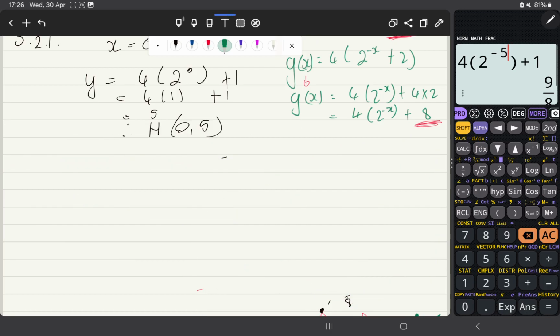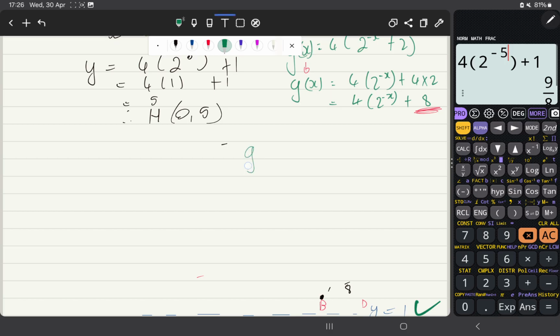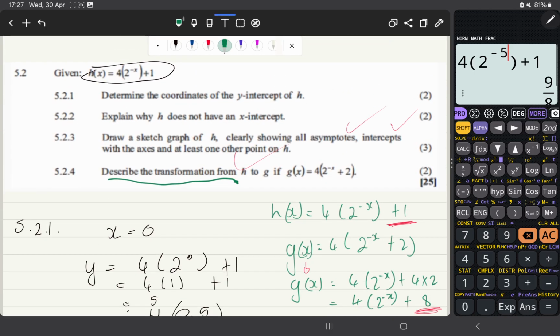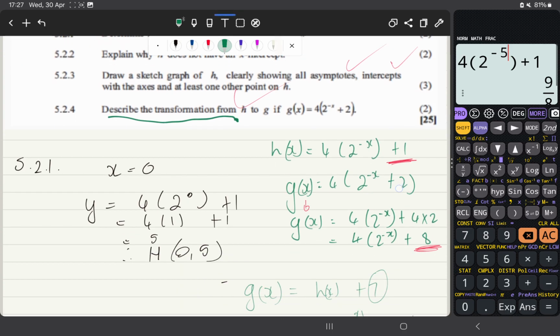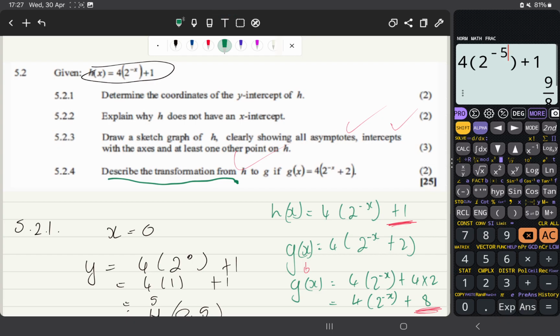Let me make more space. Delete. So you could say that g of x is equal to h of x plus 7. And that is what this shows, that your graph h of x shifted 7 units up to get to g of x. And by calculation, you have minus x plus 1 plus 7, which is exactly plus 8. So your graph shifted 7 units upwards. Then you are done. Then that's 5.2 for exponential functions.